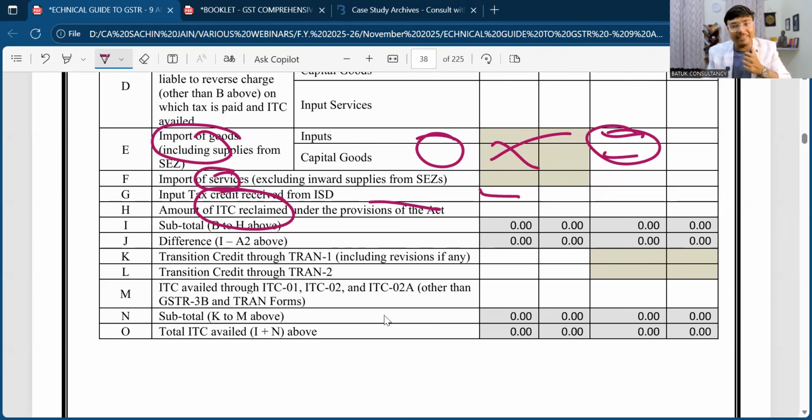Tomorrow we'll start the session at 7, and if there is a requirement of extension, we may plan one more session for half an hour.